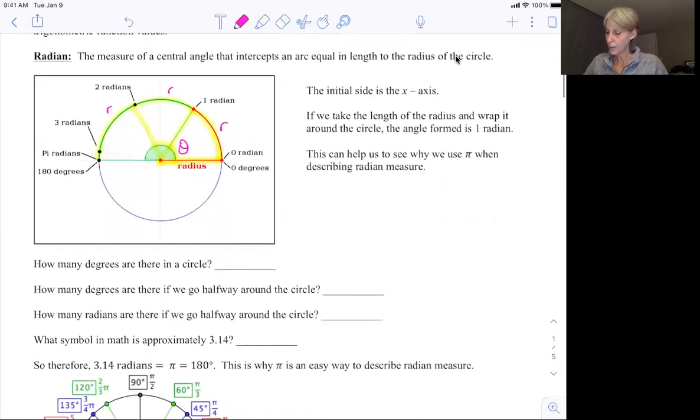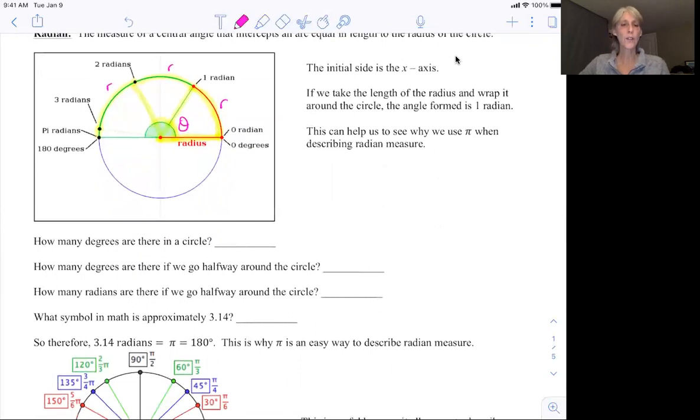Okay. So how many degrees are there in a circle? 360 degrees. How many degrees are there if we go halfway around the circle? We all know when we open up halfway around the circle, it's 180 degrees. Now, last year you learned, how many radians is it if we go halfway around the circle? And you guys all equated radians with pi.